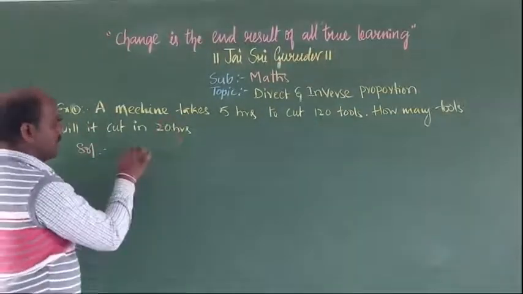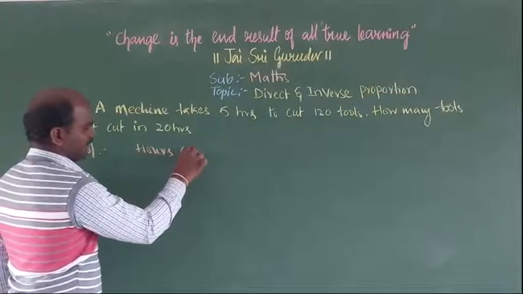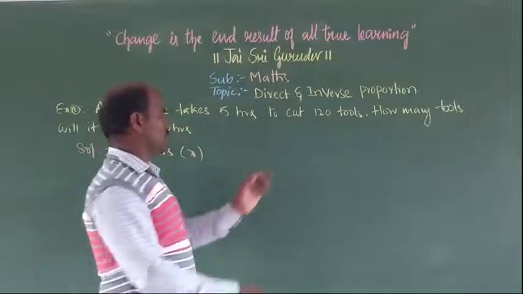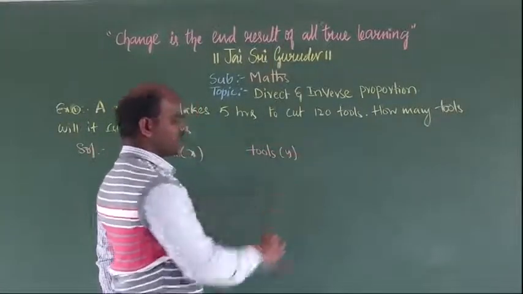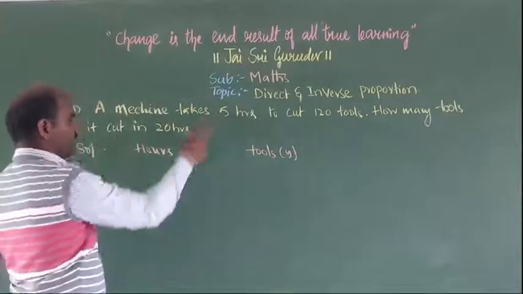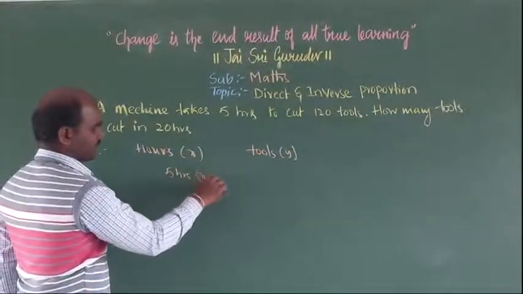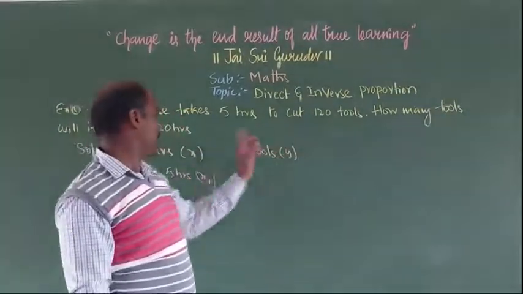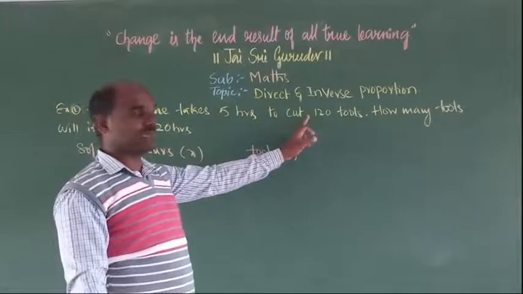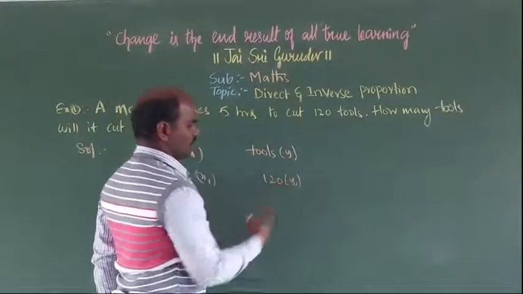So then I am taking hours as x and tools as y. Yes, so in the days, the first one is 5 hours. 5 hours is x1. Next, how many tools for 5 hours are they getting, children? 120 tools. Yes, so that is y1.